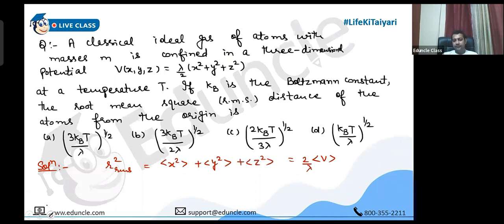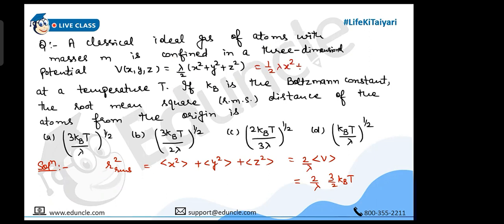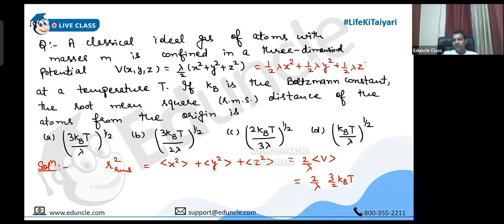What is the mean value of V? We know that each quadratic term corresponds to half kT. And V consists of 3 quadratic terms. So mean of V should be 3 by 2 kT, according to equipartition theorem, which says that energy associated with each degree of freedom is half kT. And there are 3 of them. These are actually 3 energies: half lambda x square, half lambda y square, half lambda z square. This is one energy term, this is another, this is third one. Clear?